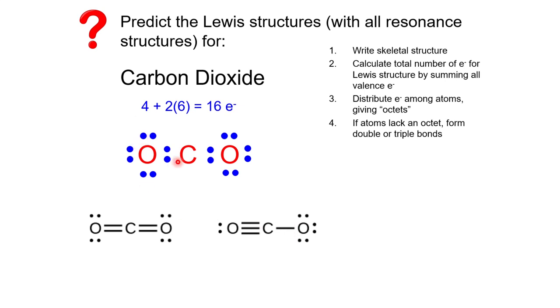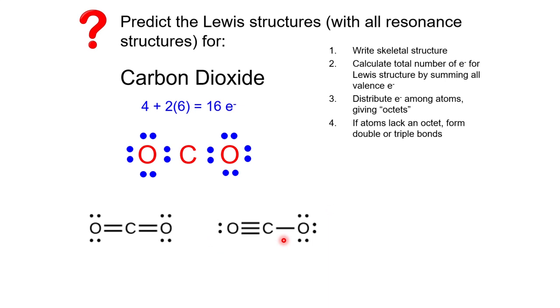2, 4, 6, 8, 10, 12, 14, 16. Okay, here's our 16, but this carbon doesn't have an octet yet. So the way to give this carbon an octet is to move a pair to here and a pair to here to make double bonds like we have with this resonance structure, or we can move 1 pair here and 1 pair here. Now the carbon will have its full octet, and we have this triple bond and a single bond here.